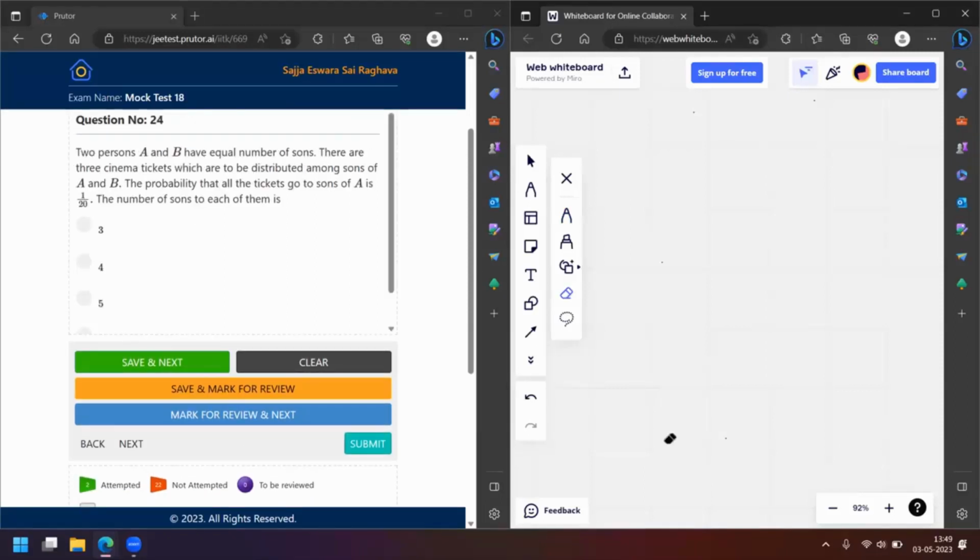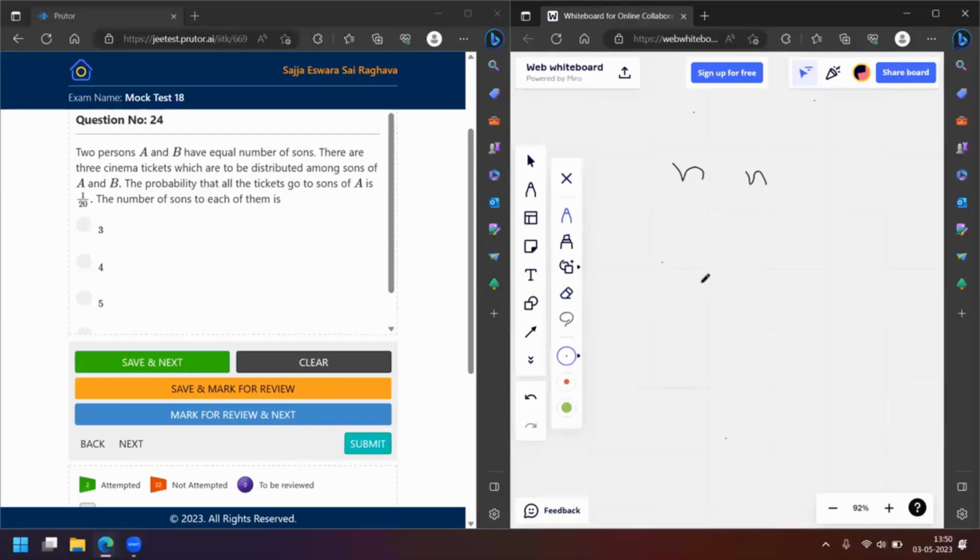The question says that two persons A and B have an equal number of sons. There are three simultaneous tickets which are to be distributed among the sons. The probability that all of the tickets go to sons of A is 1 by 2. So let us assume there are n children for A and n children for B.